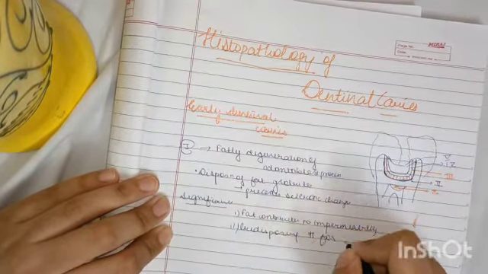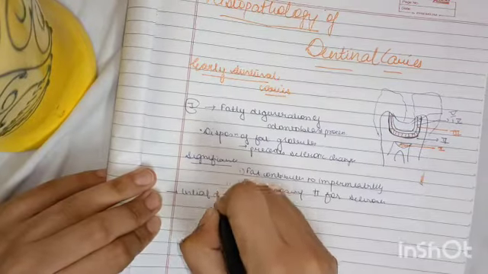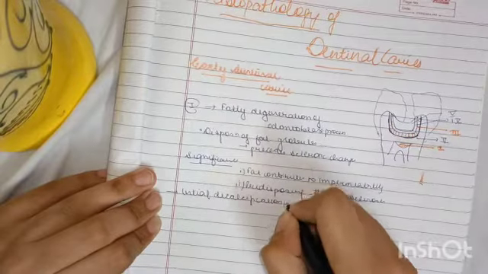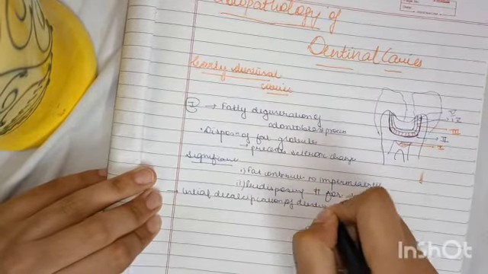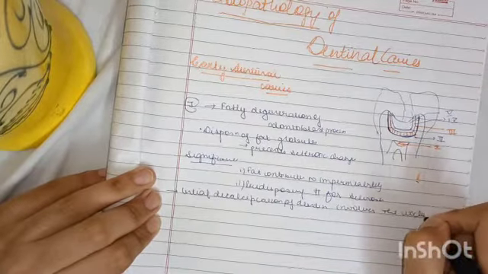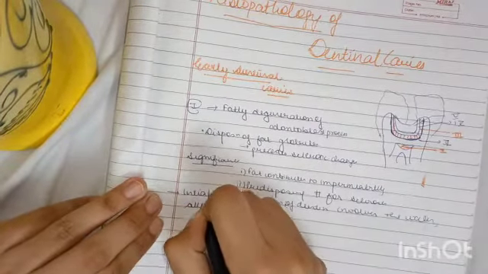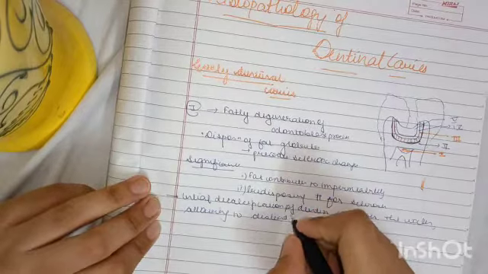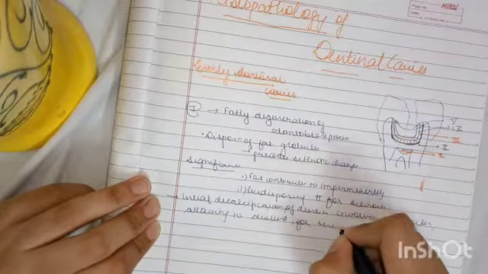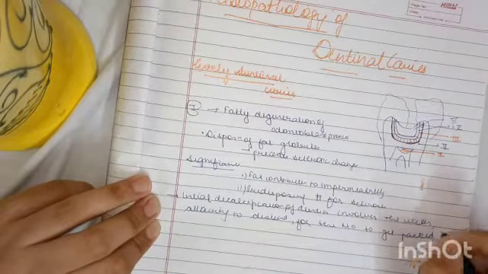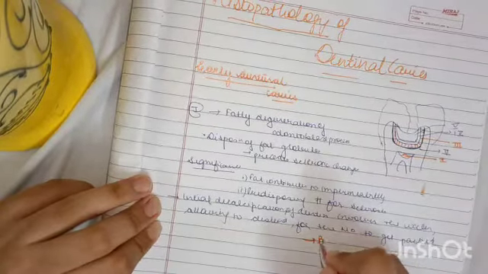Also, what we will see is that the initial decalcification will start from the dentinal tubules of dentine. It will involve the walls, allowing them to distend for the microorganisms to get packed. Now, this gives a beaded appearance.